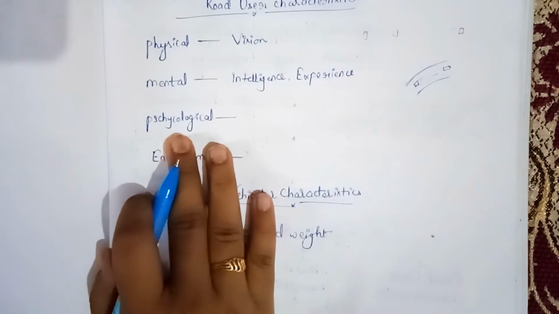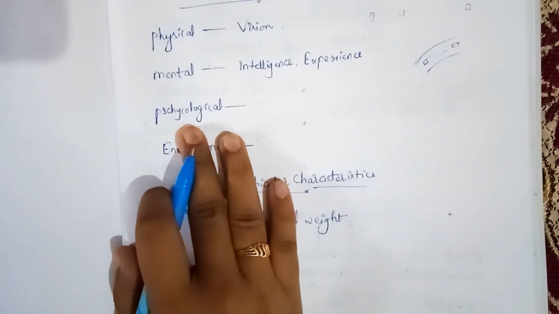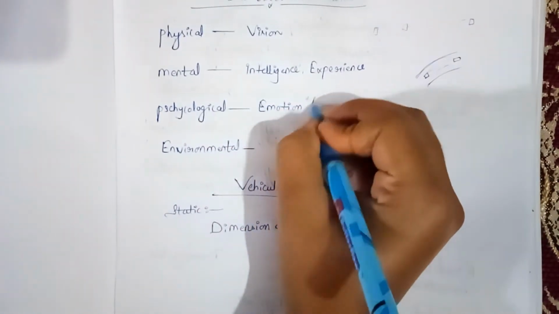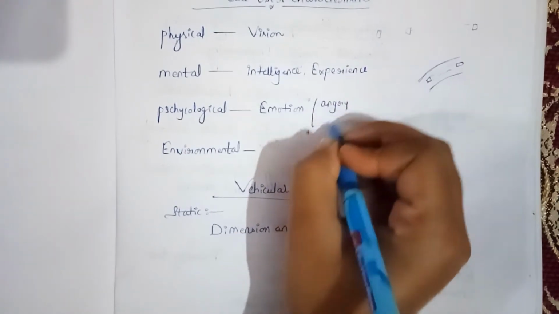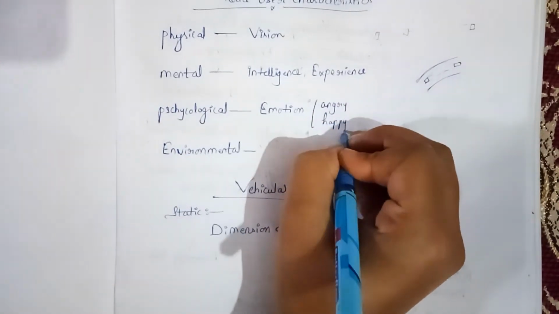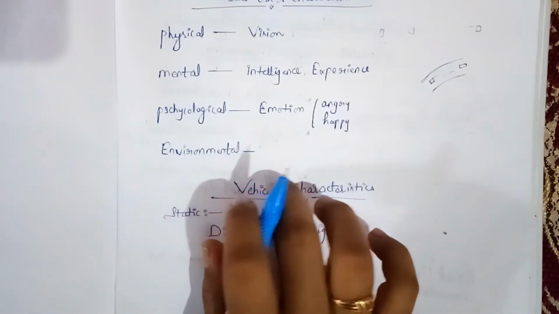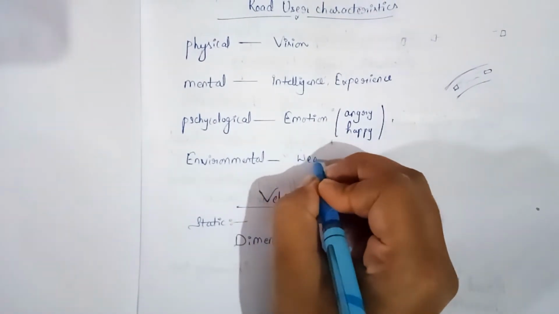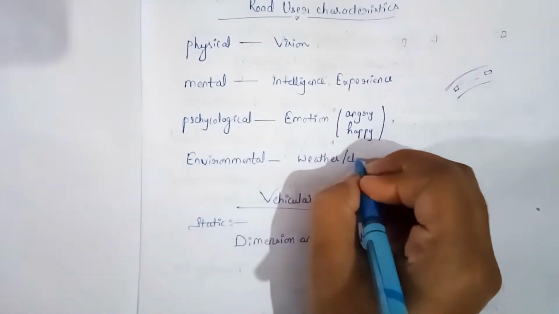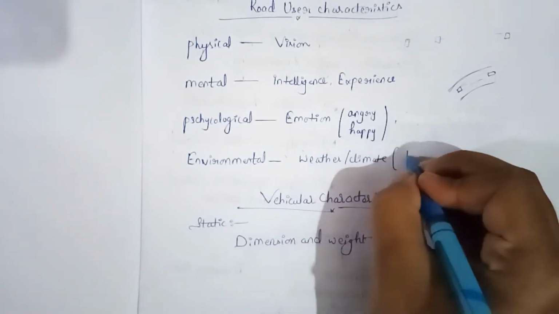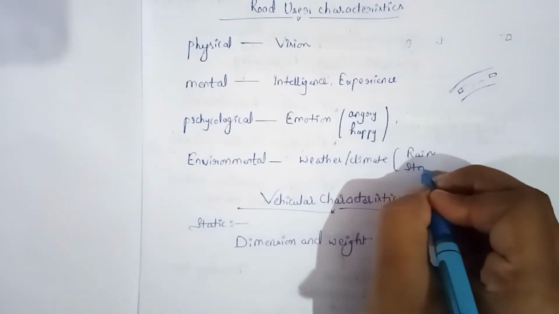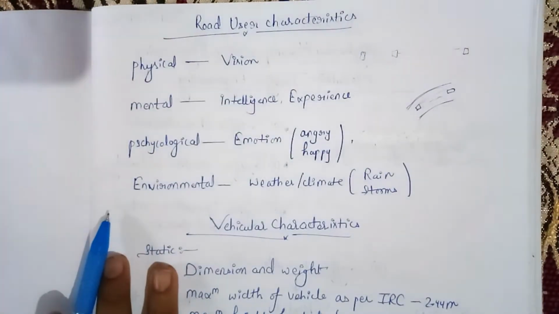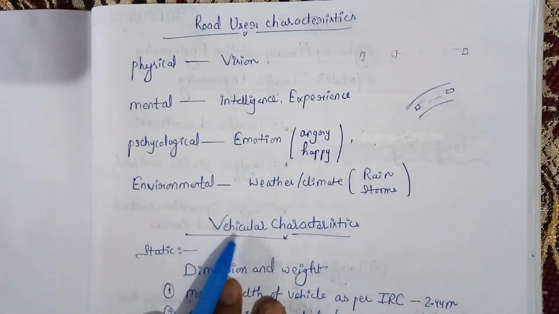Next we will see the psychological characteristics. What do you mean by psychological characteristics? It means the emotions. For example, if you are angry or if you are happy, it will also affect your driving tendency. Okay, next term is the environmental. So what is environmental? It depends upon the weather of that area or the climate, in which there are terms like rain, storms. Okay, so these are the terms that come under the road user characteristic.